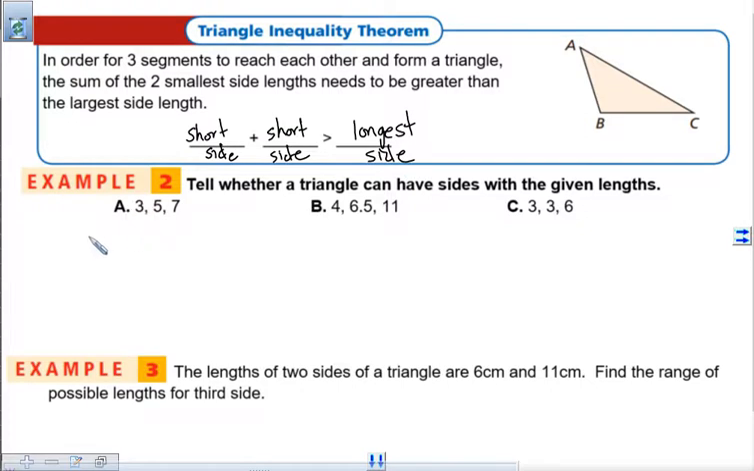So on this one, our smallest numbers are 3 and 5. We're going to add those together and see if it's greater than 7. 3 plus 5 is 8, and 8 is greater than 7. So this can be a triangle.